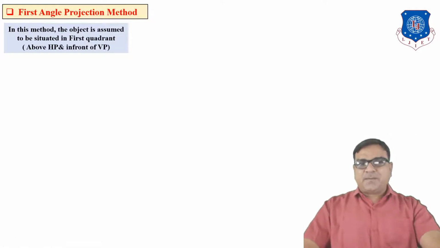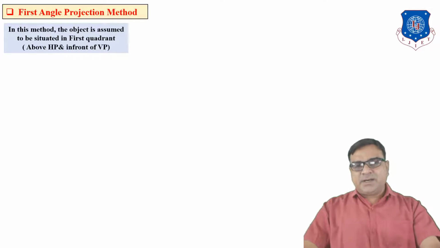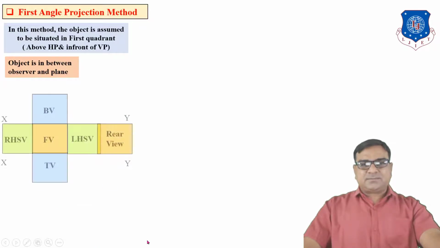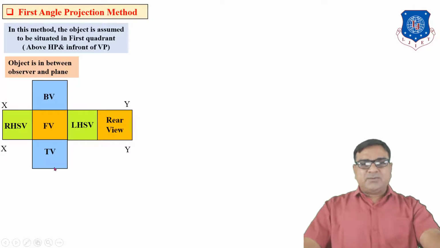In this method, the object is assumed to be situated in the first quadrant, above HP and in front of VP. The space above HP and in front of VP is the first quadrant, and our object is located in the first quadrant. So the object is between the observer and the plane. These are the views when we use the first angle projection method. If this is the XY reference line, this is also XY. The front view is above XY and the top view below XY.